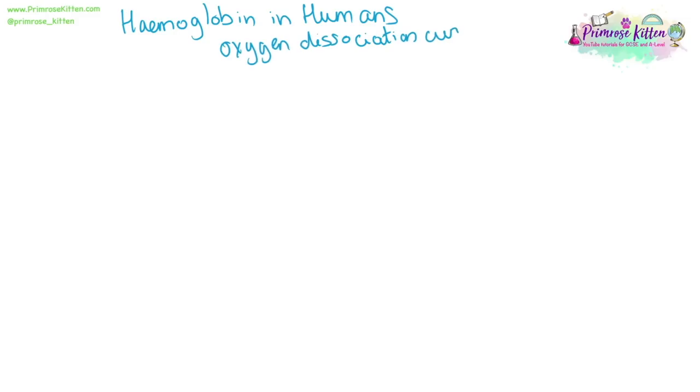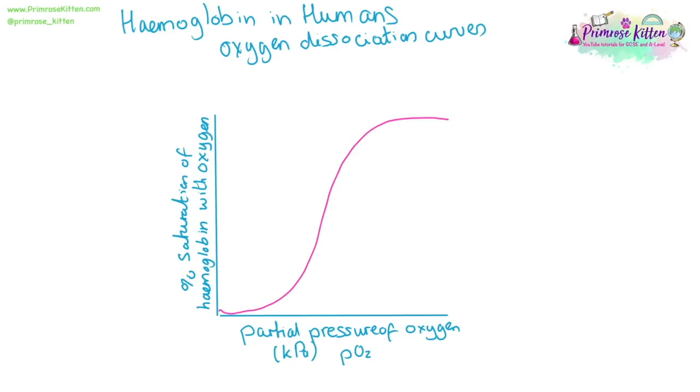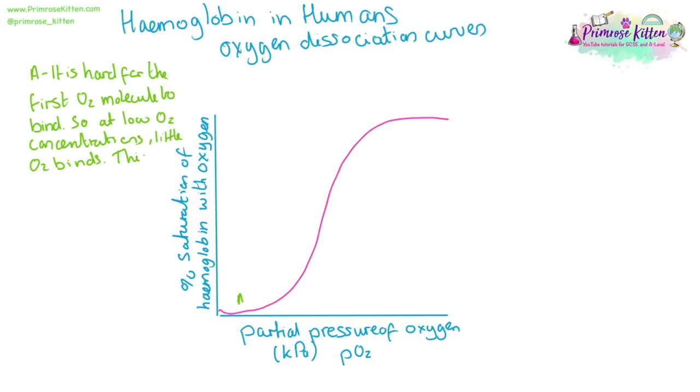You need to be able to interpret and sketch oxygen dissociation curves. At point A on this curve, it is very hard for the first oxygen molecule to bind. So at low oxygen concentrations, very little oxygen will actually bind. For example, this could be within respiring tissues.